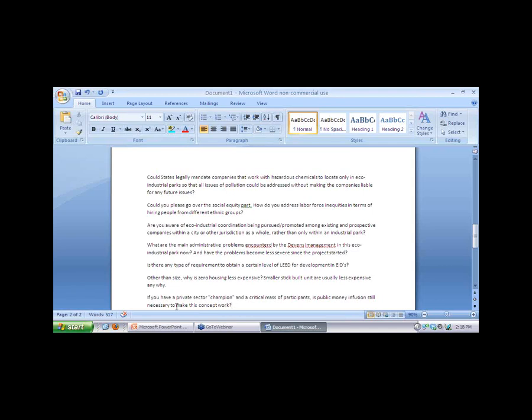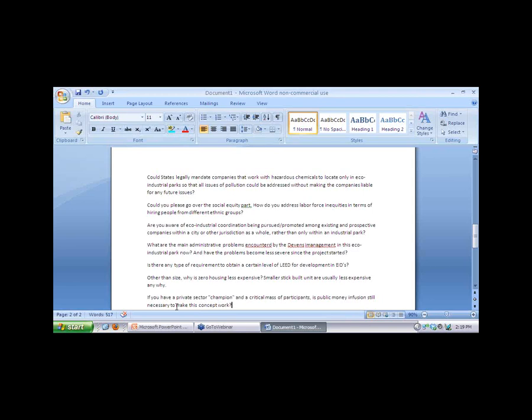So other than size, why is zero housing less expensive? Well, if you're in the Massachusetts area, we're going to have a tour of the facilities, and we'll give you dinner if you want to come and explore that more thoroughly. Give me an email. If you're not, I'll send an email to Neil Angus, who's on our contact list. He's sort of my green building expert. He's a LEED AP, and I think he can drill down into that for you.